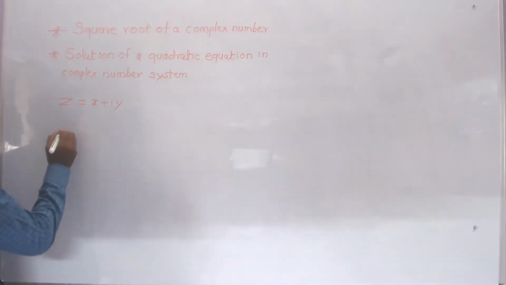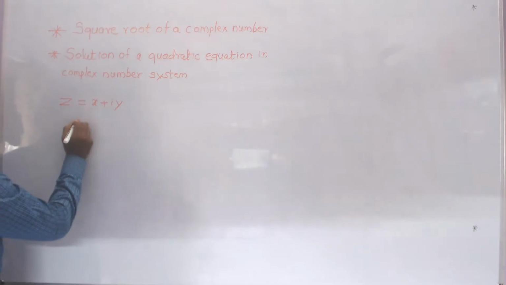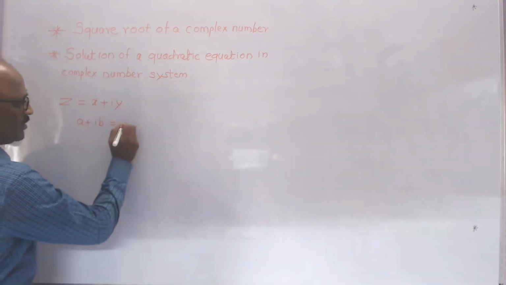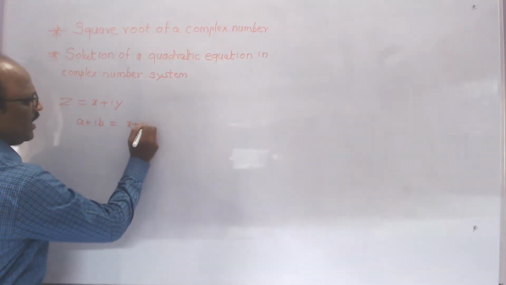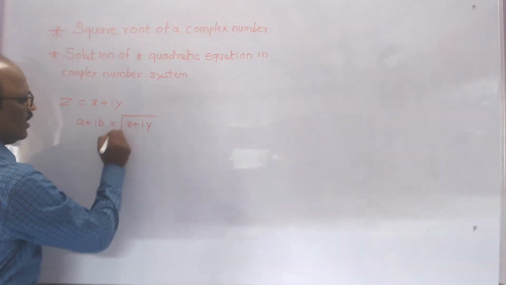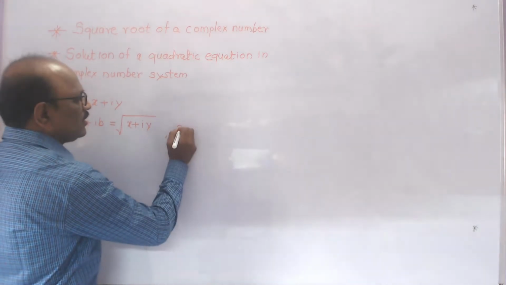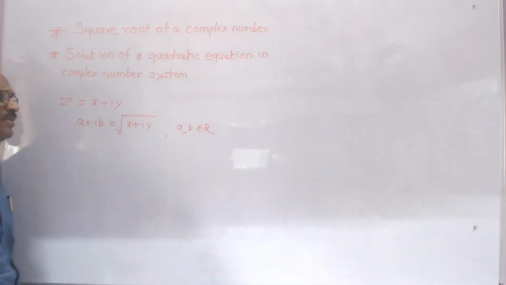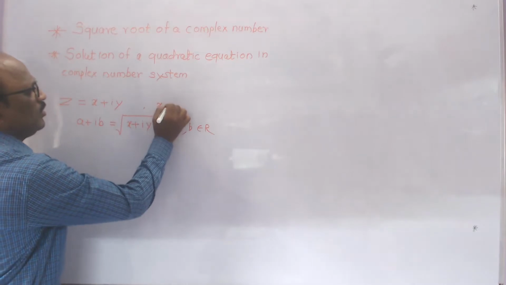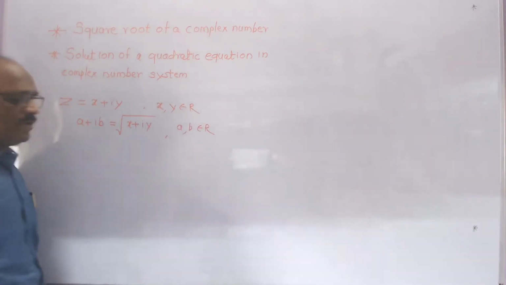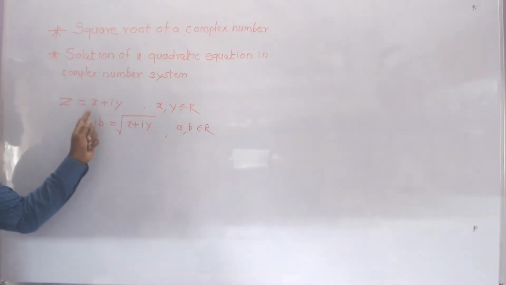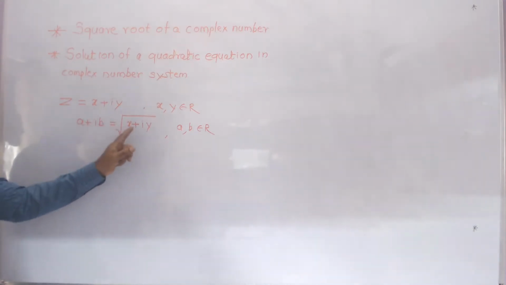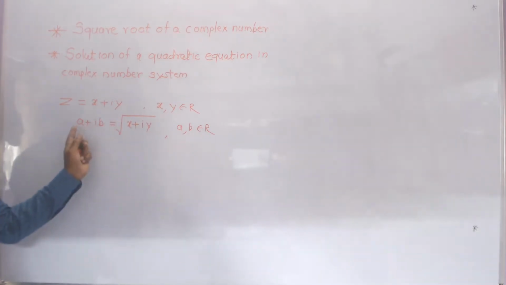We want to find the square root of this complex number. Let the square root be a plus ib. Therefore, the square root of x plus iy is a plus ib, where a and b belong to the set of real numbers. Here x and y also belong to the set of real numbers.